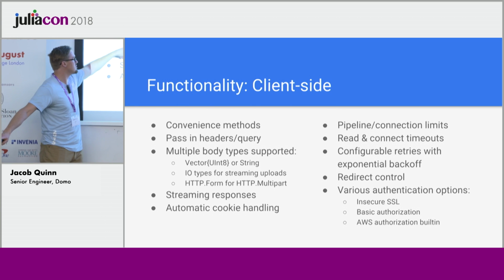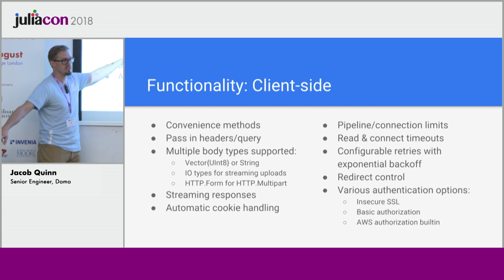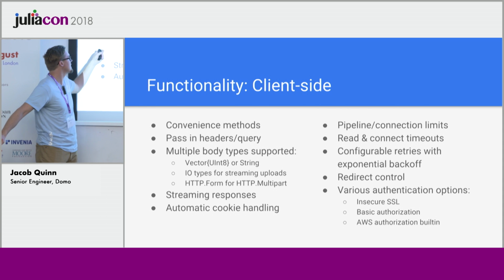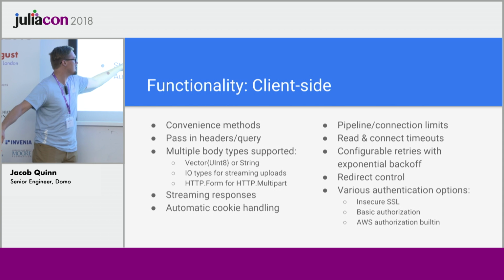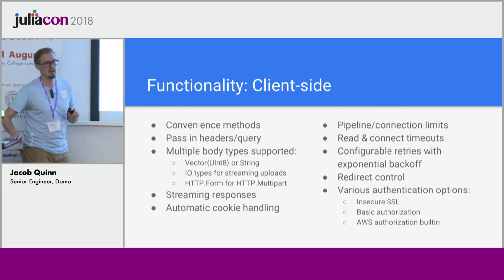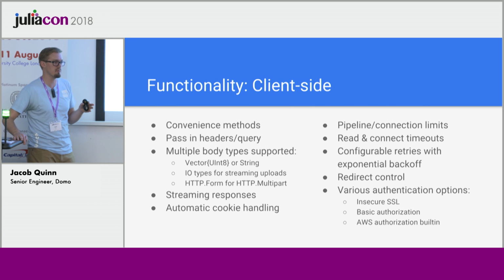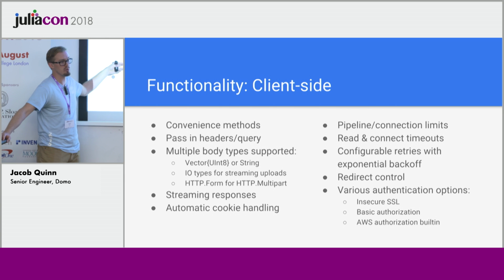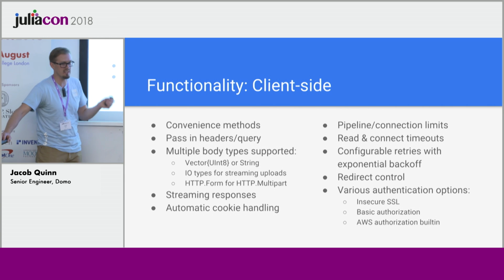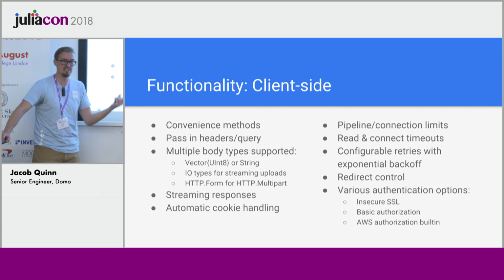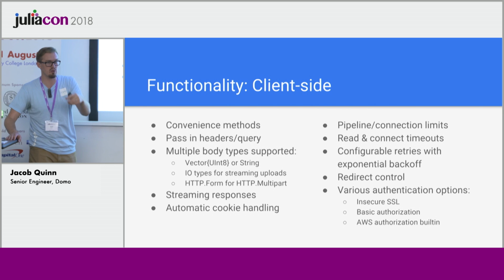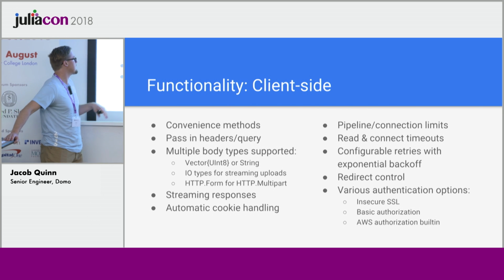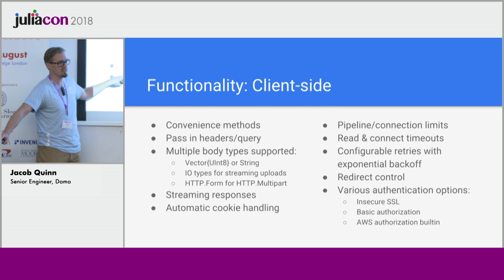There are a couple of different things you can do. You can do streaming uploads if you just pass an IO type to the HTTP request method. You can send in a form, so you can support multipart form data in HTTP requests. You can also stream the responses. You can essentially give it an IO for the response, and it will stream the download directly to a file if you want. We also do automatic cookie handling.